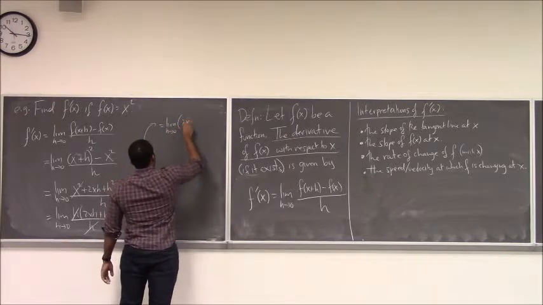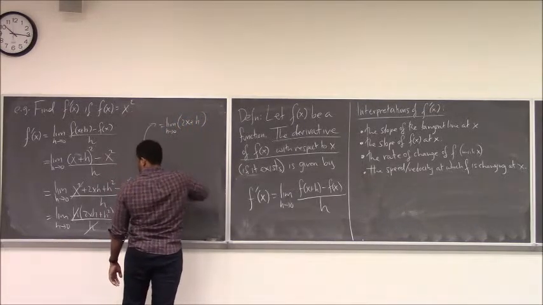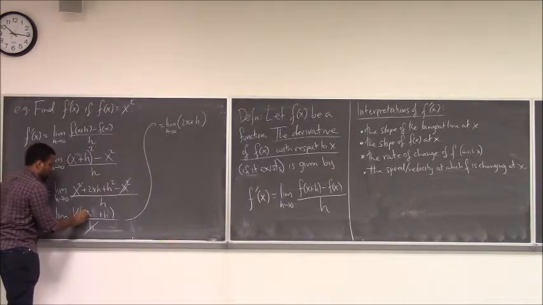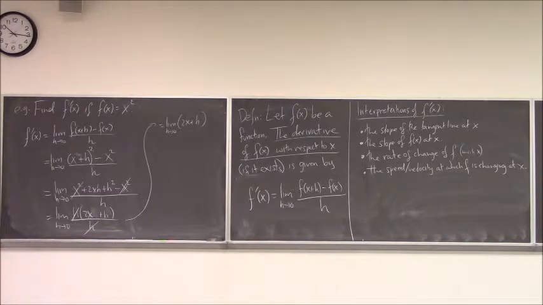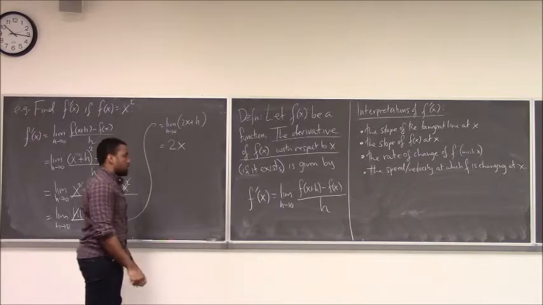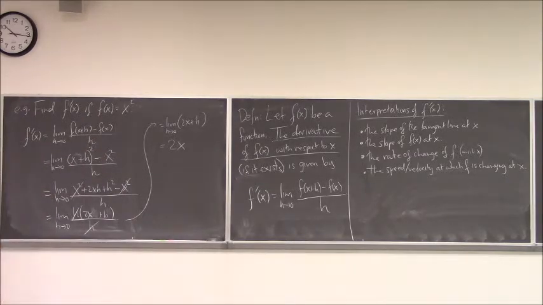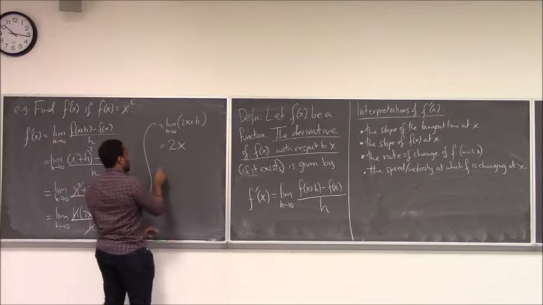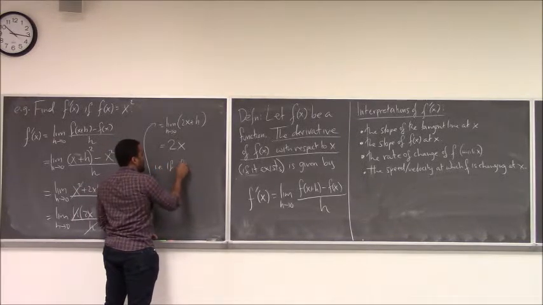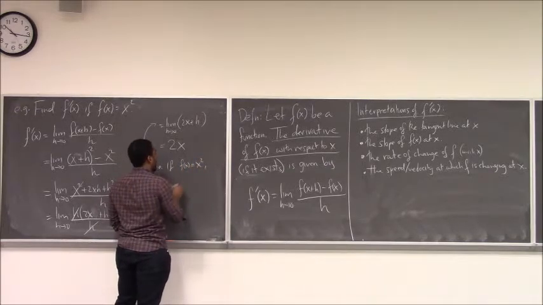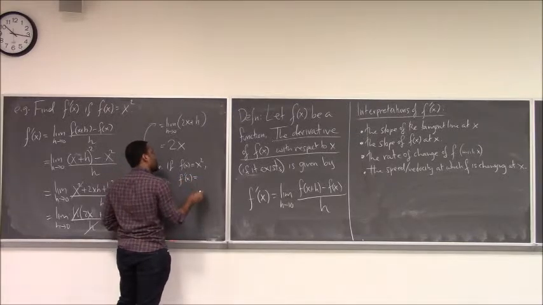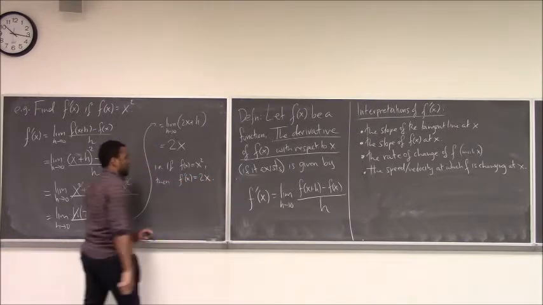So now we end up with a limit of 2x plus h. Factor it out, and 2x plus h is left over. And now we can actually plug in h equals 0, and we get 2x. That is, if f of x equals x squared, then f prime of x equals 2x.